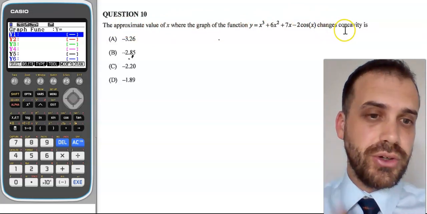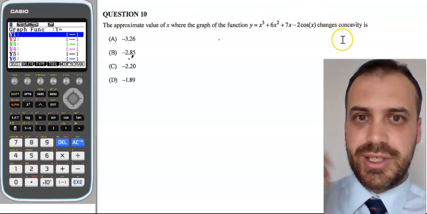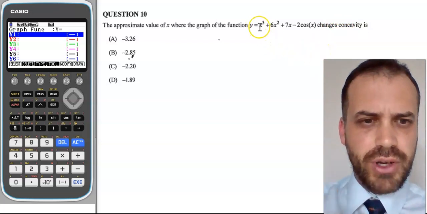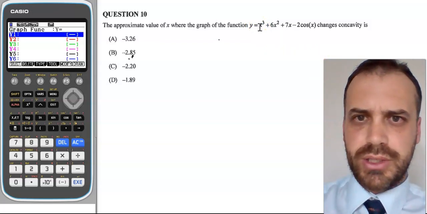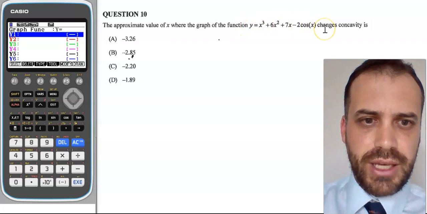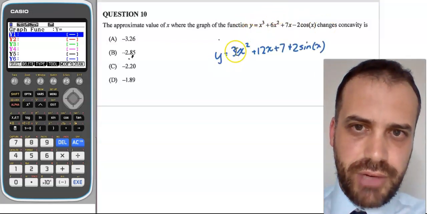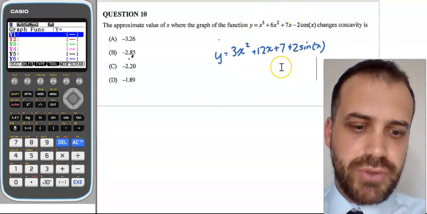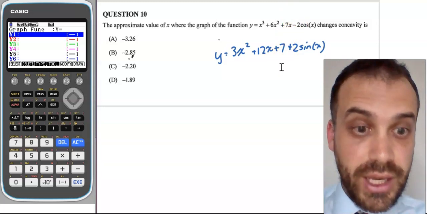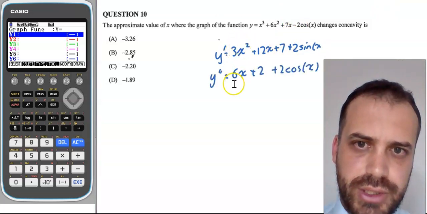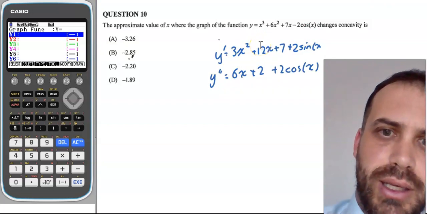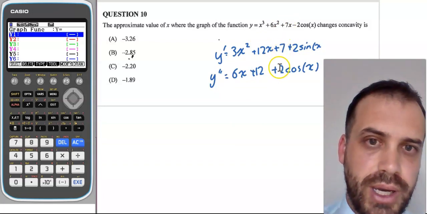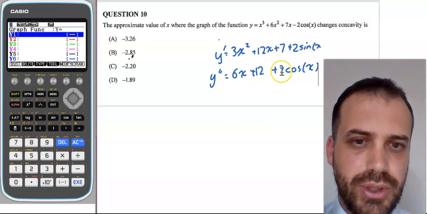Question 10. The approximate value of x where the graph of the function changes concavity. All right, so you think concavity, you should think second derivative. It changes concavity when the second derivative is 0. So I need to find the second derivative first. That's a simple matter of just finding the derivative of that. First derivative is relatively straightforward, 3x squared, 12x, 7, and then that negative 2x becomes positive 2 sine x, and then I need to find the derivative of that. Derivative of 3x squared is 6x, 12x is just 12, and then 7, that's 0, so that goes away, and then the derivative of 2 sine x is 2 cos x.